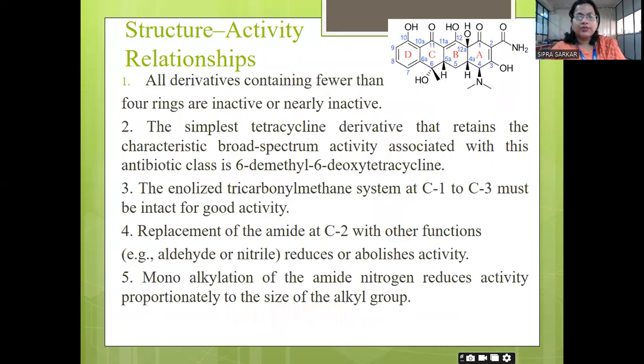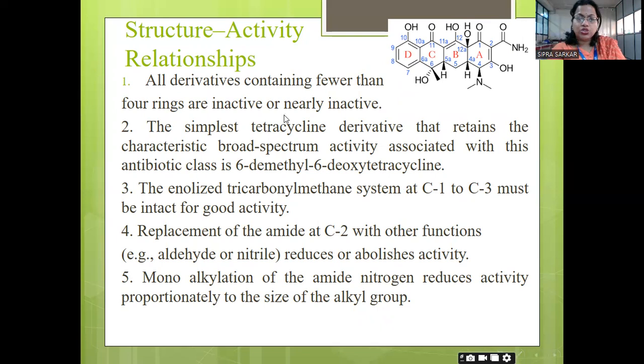Now coming to the structure activity relationship, there are numerous points, but we will be highlighting the most important points. All derivatives containing fewer than 4 rings are inactive or nearly inactive. That means the 4 rings present in tetracycline are most important for the activity of the drug. If the 4 rings are substituted with a lower number of rings, then the activity of the drug will be decreased. The simplest tetracycline derivative that retains the characteristic broad spectrum activity associated with this antibiotic class is 6-demethyl-6-deoxytetracycline.